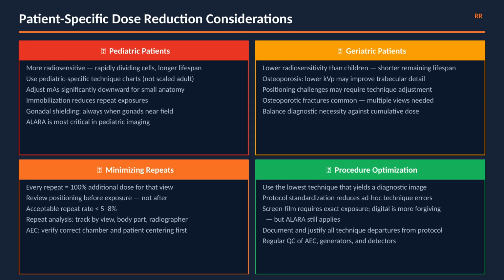Gonadal shielding applies when gonads are near the field. For pregnant patients, never withhold medically necessary imaging. Use low-dose protocols. Increase kVp and reduce MAS. Collimate tightly. Minimize repeats. Every repeat doubles the dose for that view. Monitor your technique systematically, not just case by case.